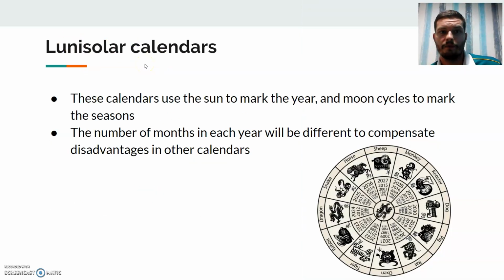We also have lunisolar calendars. These use a combination of the last two methods. So these calendars use the sun to mark the year and moon cycles to mark the seasons. The number of months in each year will be different to compensate for disadvantages in the other calendars. So some might actually say that this is a more convenient calendar as it is more accurate. And the Chinese calendar is an example of a lunisolar calendar.